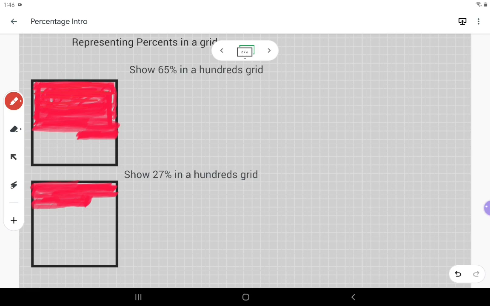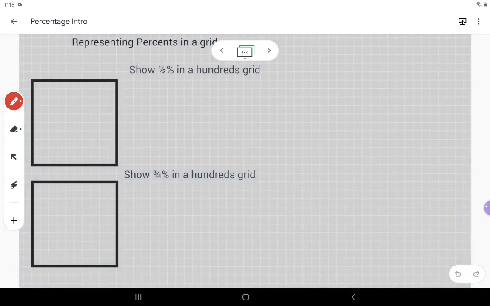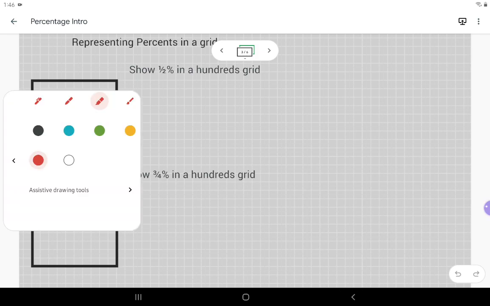Now, you probably did that in grade 7, and here's what we're adding on in grade 8. In grade 8, I want to show half of a percent in a hundreds grid. Let's be careful of how we're saying that. I want to have half of a percent. This means that I'm not even filling in one square fully. I really only want to fill in half of a square.